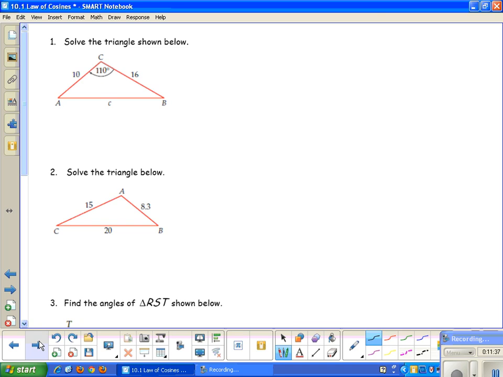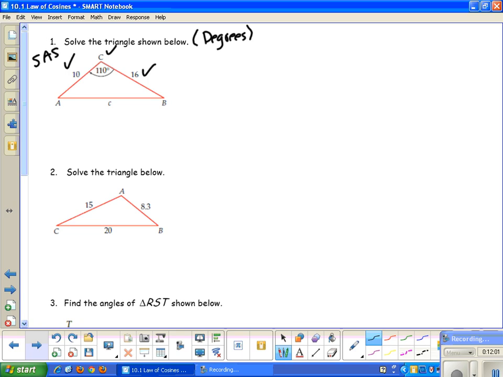So for the first one, it says solve the triangle below. So we're going to solve for the missing angles and also the missing length C. So notice I have a side, an included angle, and a side. So this is side, angle, side, which means I can go ahead and use the law of cosines. I'm just going to make another note up here. You want to be in degrees.